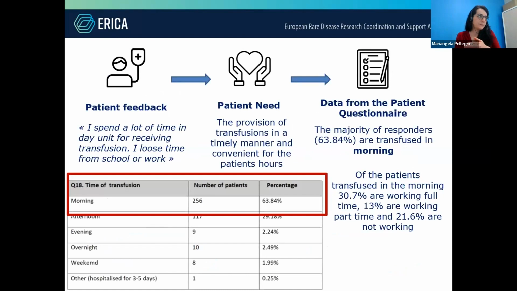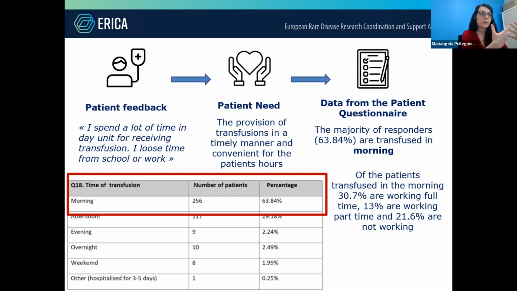So taking the example from this questionnaire, it assessed transfusion: how patients perceive their quality of life and their time, according to the time they spend in the hospital or centers for receiving transfusion. As you can see, we start from a personal feedback. I spend a lot of time in the unit for receiving transfusion. I lose time for school or work.